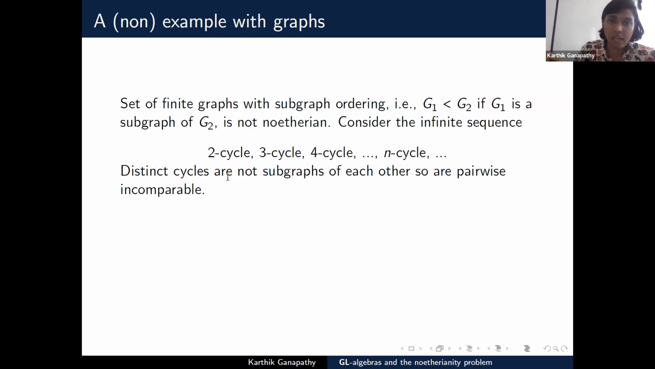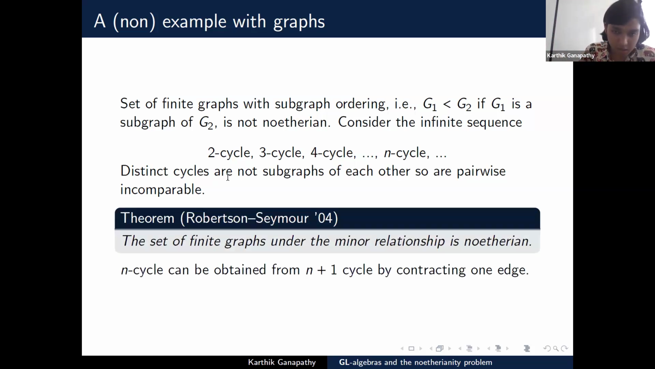So the ideal generated by these distinct cycles will be infinitely generated in this poset. But there is a celebrated result from combinatorics, the Robertson-Seymour theorem, also called Wagner's conjecture, which is that the set of finite graphs under the minor relationship is Noetherian. One graph is a minor of another if the allowable operation is not just taking subgraphs, but also, if you have two vertices which are connected by an edge, you can identify them.